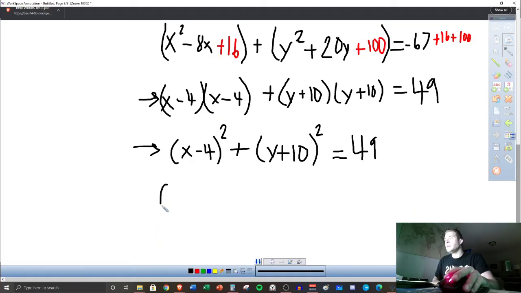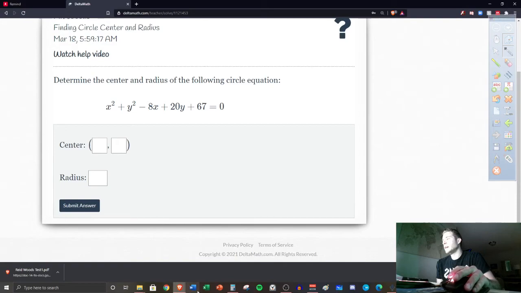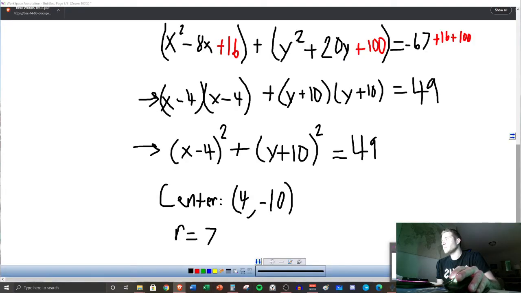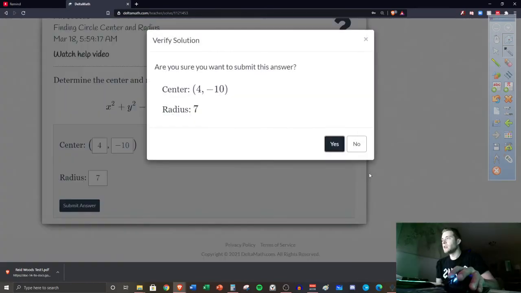So the center. Tell you one thing about this year. I've gotten really good at writing with a mouse. All right, so this is 4 and negative 10. Remember, we got to change the sign of that 10. And then the radius, r is equal to, we've got to square root this 49, so we get 7. So let's go back to Delta Math. So we got 4, negative 10, and then 7. Should be fine.